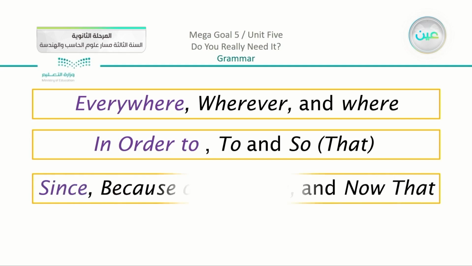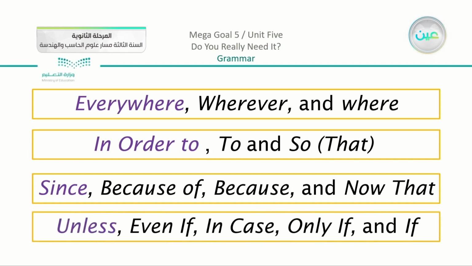We have the third team, which is since that we used, and with since we have the same idea using because of, or we can say just because, or now that. And we have our fourth team here, which is unless, and like unless we have here even if, in case, only if, and if. So we can just use if. So we do have the 4 examples.